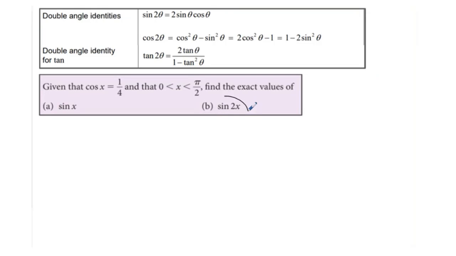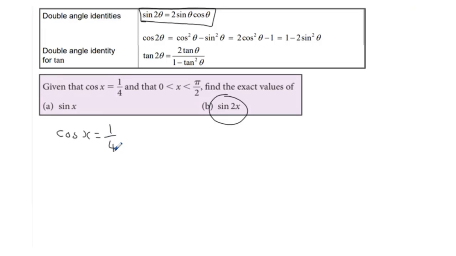So for the sine 2x, we know that that is just going to be 2 sine x cos x, so that's simple enough. So once we found part A, part B is easy. You're literally just timesing things together. So we have cos x equals 1/4.